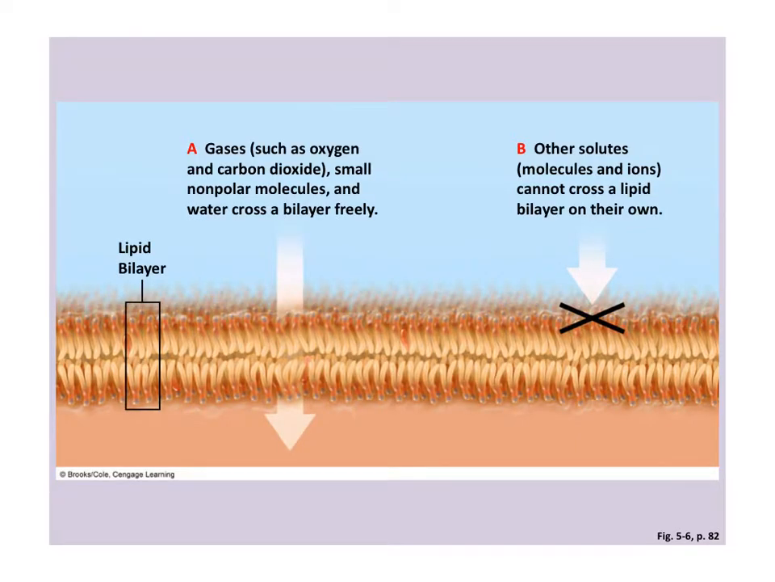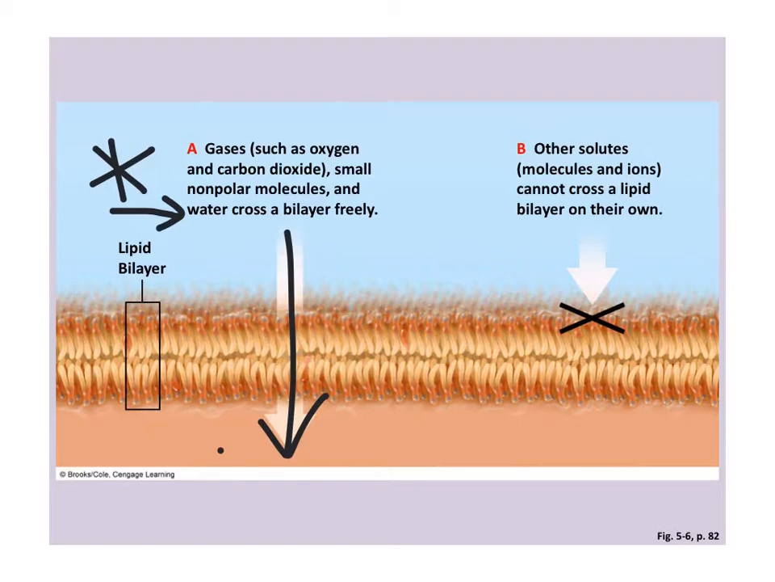This is the picture in your textbook. It's showing here that gases, such as oxygen and carbon dioxide, small nonpolar ions, such as lipids, and this is where the confusion is. It also says water can cross the bilayer freely. Most textbooks say, and the consensus is, that there are specialized protein molecules, the aquaporins, that allow water to go through a cell membrane. What this really means is, I'm not going to ask it on a test.